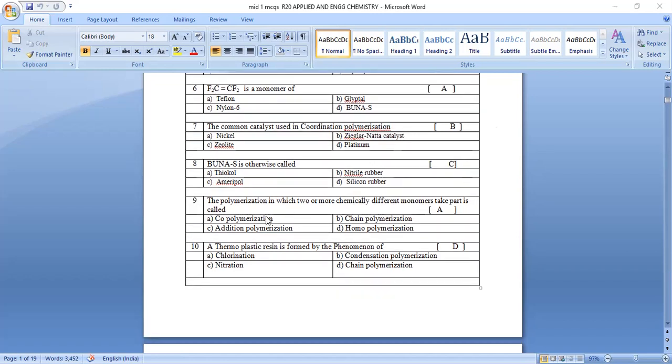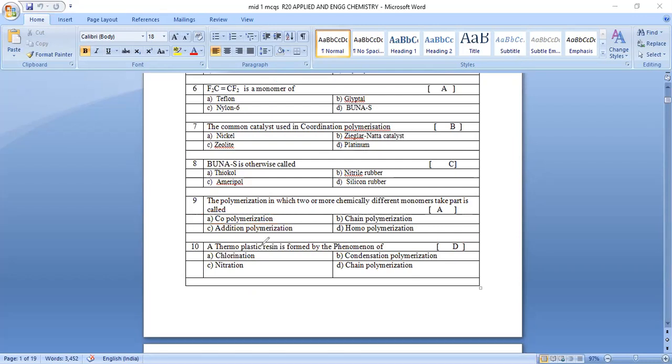Question number 9. The polymerization in which two or more chemically different monomers take part is known as heteropolymerization. Heteropolymerization is also known as copolymerization.